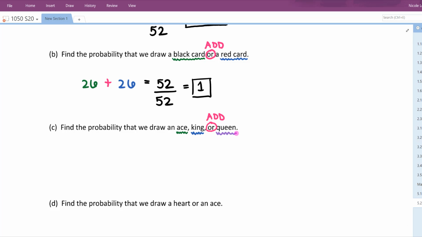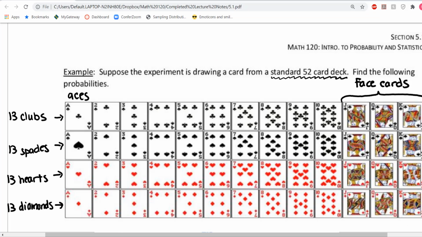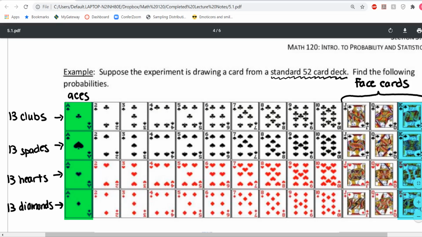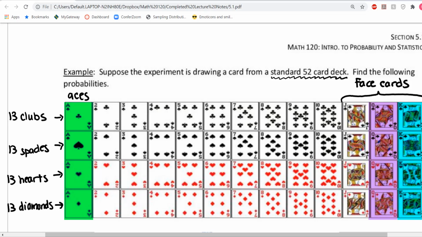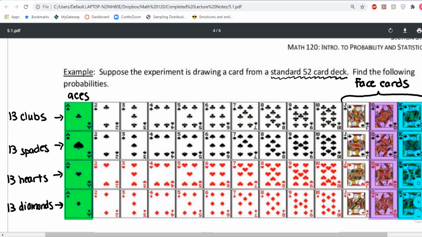Okay, so if I go back to our picture of the deck of cards, here are all of our aces. Here are all of our kings and then all of our queens. So looking at those three groups, notice that all three of those are disjoint. Again, we have nothing in common, no overlap between those three groups. So then that means we can just simply add the numbers together. And notice you have four of each. You have your four aces, four kings, and four queens.